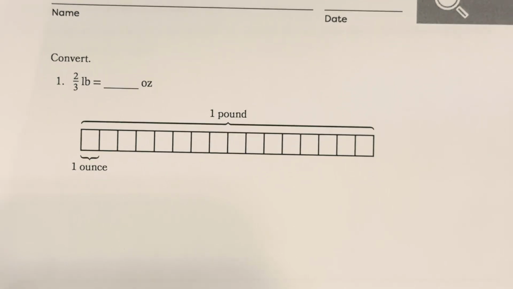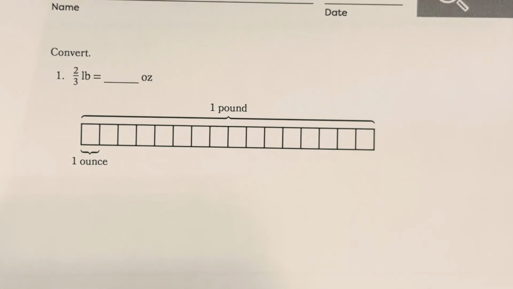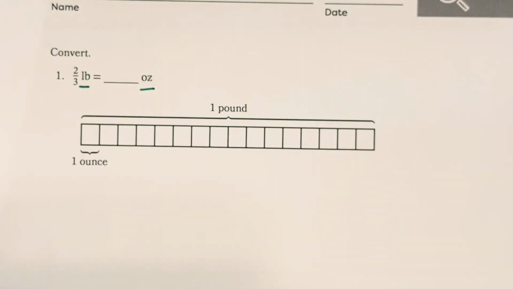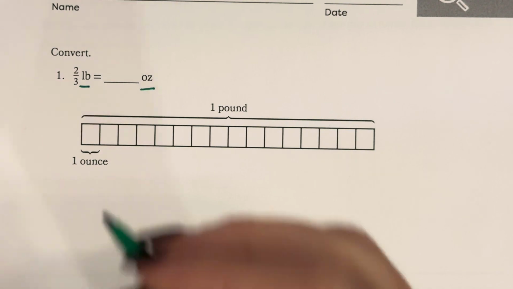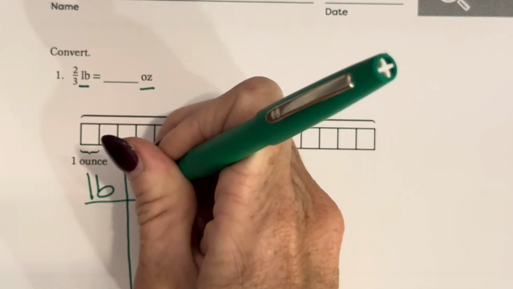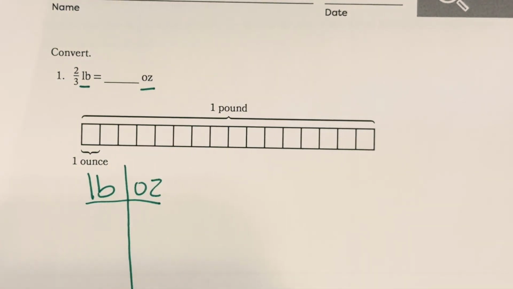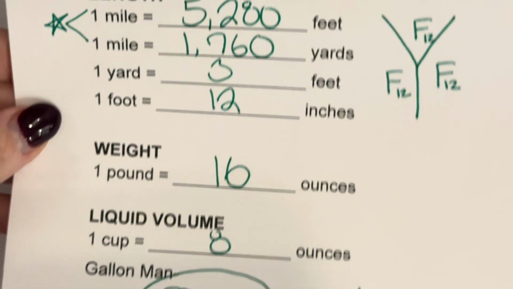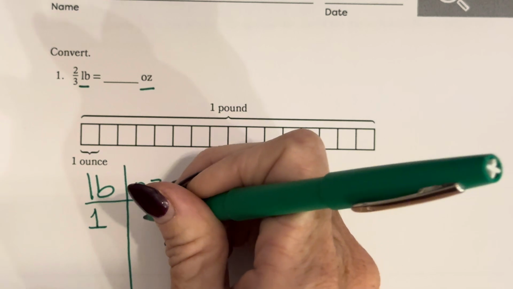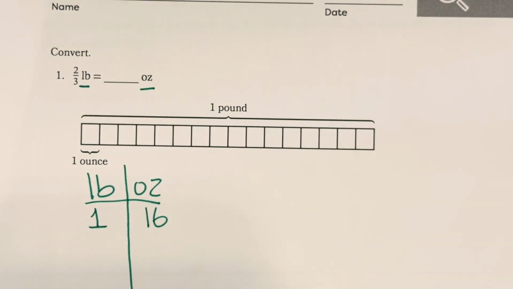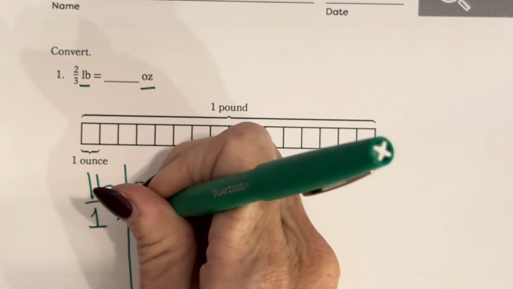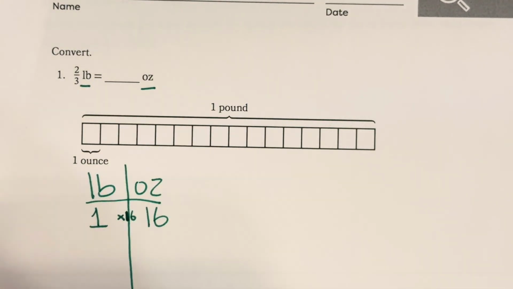They show us using a tape diagram, but we're going to try it using our tables. They want us to go from pounds to ounces, so we're going to set up our table going from pounds to ounces. What do we know about pounds and ounces? Well, we can use this to help us. We know that 1 pound equals 16 ounces. So what are we going to multiply by here? A whole number, 16. 1 times 16 equals 16.